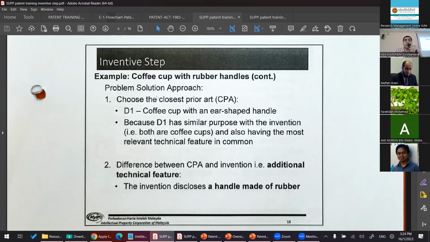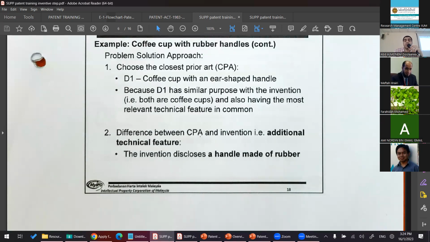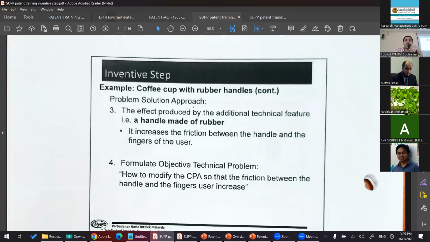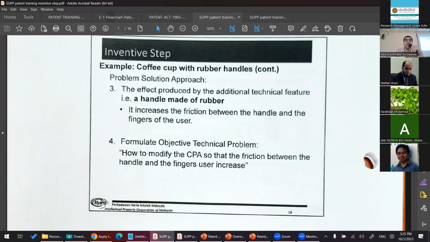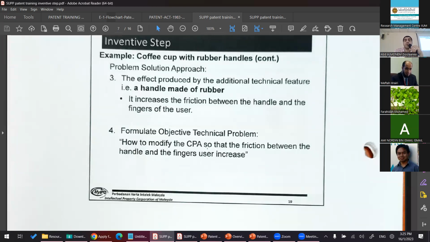Okay, so the problem-solution approach: choose the closest prior art, Document 1, the coffee cup with an ear-shaped handle, because D1 has a similar purpose. The difference between D1 and our invention is the addition of a handle made of rubber. The effect produced by this additional technical feature is that it increases the friction between the handle and the fingers of the user. So this is the additional feature and the additional technical effect from the feature. Now formulate the objective technical problem: how to modify the closest prior art so that the friction between the handle and the user's fingers increases.